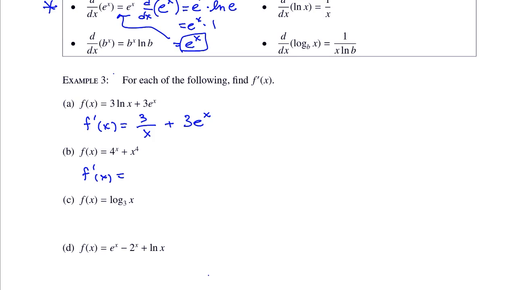Part B, we have f of x is equal to 4 to the x plus x to the 4th. What is the derivative of 4 to the x? Using one of these rules here. So the base is 4 raised to the x times the natural log of 4, plus, what is the derivative of x to the 4th? 4x cubed. Yeah. So hopefully you're seeing the differences in the functions and the differences in the methods that you have to use to find their derivatives.